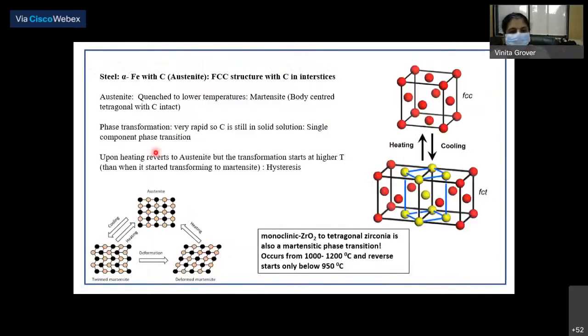Okay. So as I told you, this alpha iron with carbon, which is your steel, the stable phase is austenite, and it is an FCC structure. When you quench austenite to lower temperature, you get martensite, which is body-centered tetragonal. But the transition happens so fast that the carbon that was sitting in the interstices remains intact at its own place. So this is your austenite and this is your martensite.